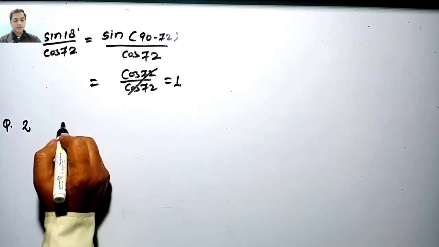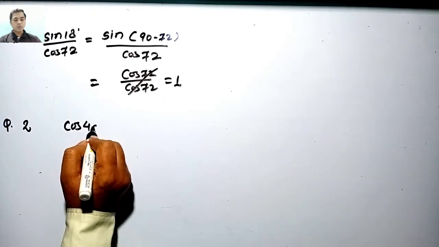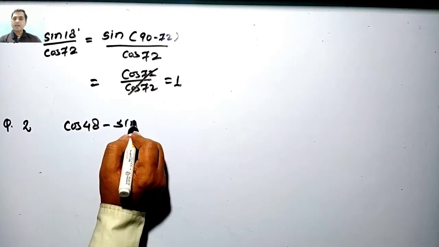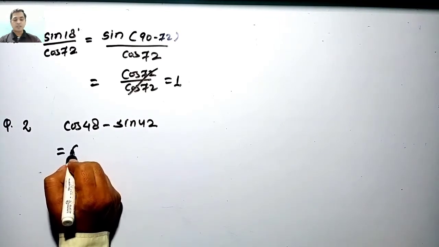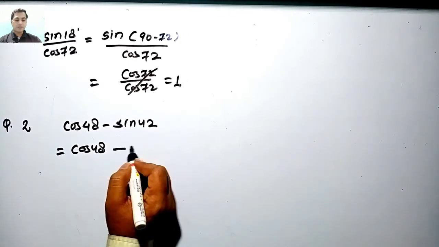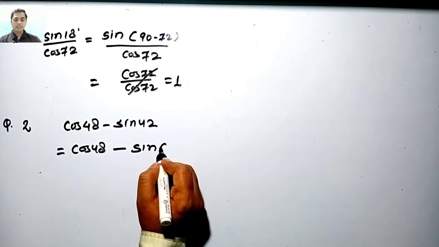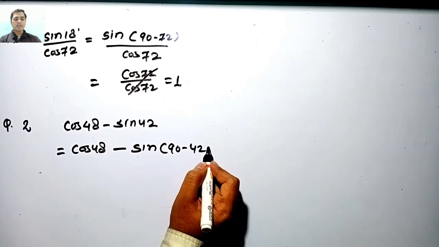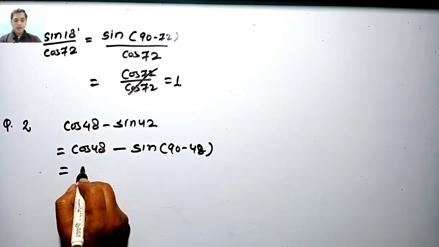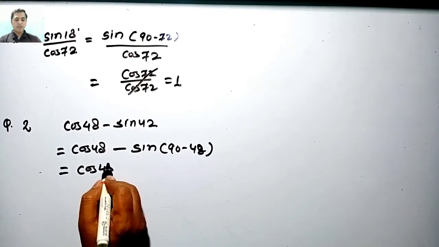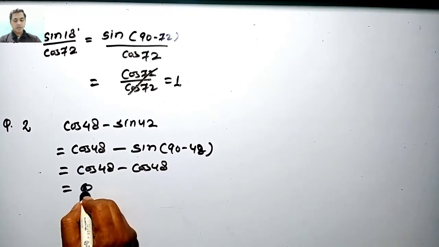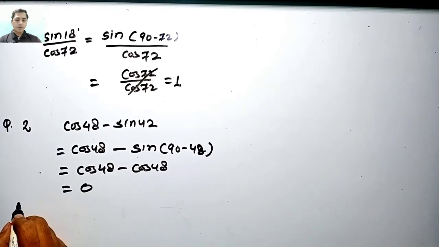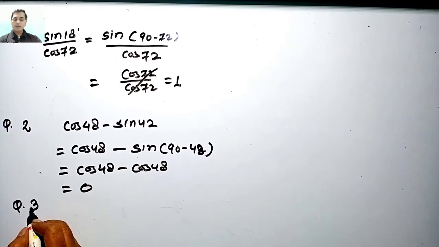Similarly, for the next question, cos 48 minus sin 42 degrees. 48 and 42 are complementary to each other. So cos 48 stays as it is, and sin 42 can be written as sin(90 minus 48), and we know that sin(90 minus theta) is what? Cos theta. So cos 48 as it is, and sin(90 minus 48) will be cos 48. So cos 48 will be subtracted from cos 48, and we are getting 0.